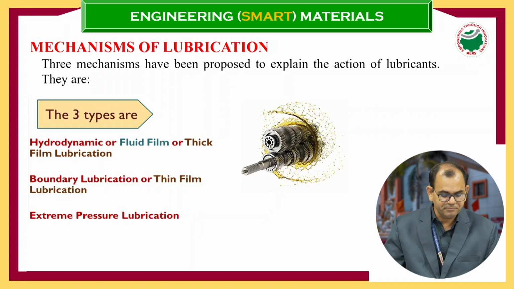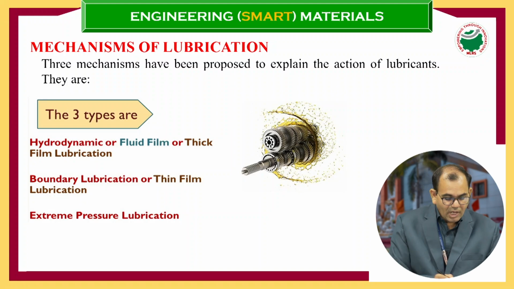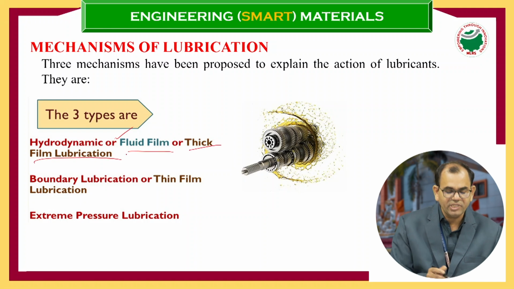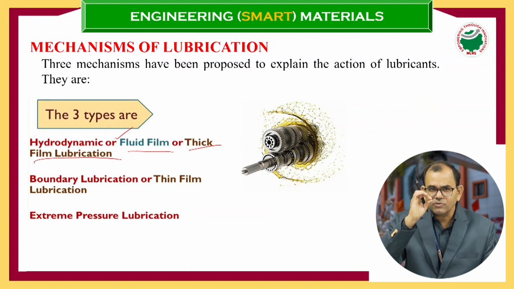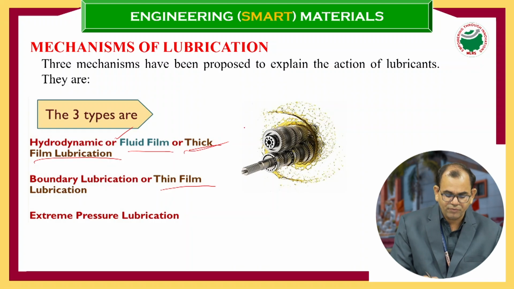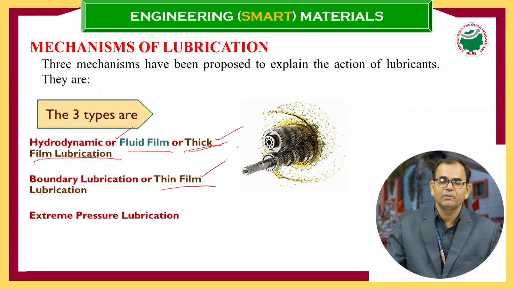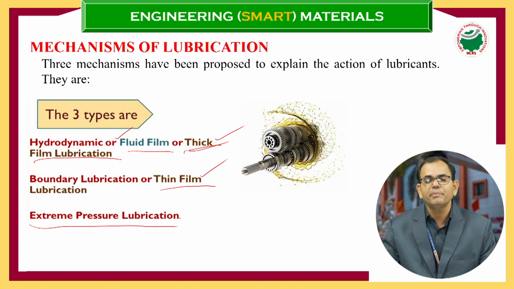What is the mechanism? There are three types of mechanisms of lubrication: hydrodynamic or fluid or thick film. Thick means huge. Thin means very small. Okay. So thin film lubrication, thick film lubrication. Apart from this thick and thin film lubrication mechanism, there is a third one, that is extreme pressure lubrication mechanism. Now let us see in detail what these are.